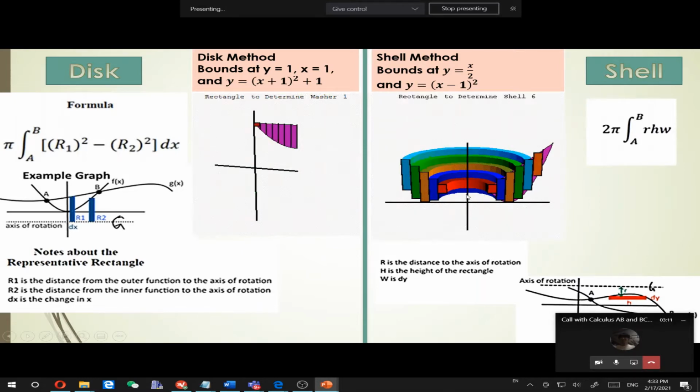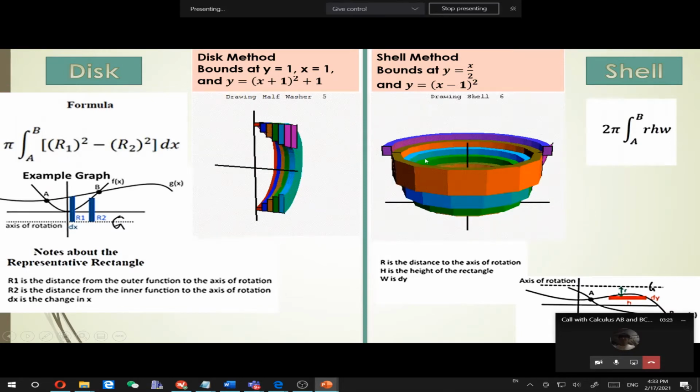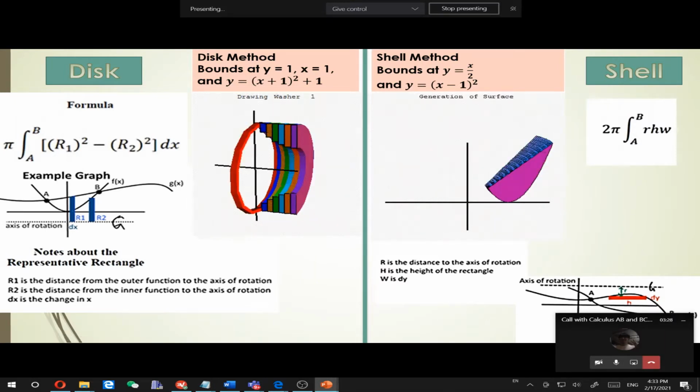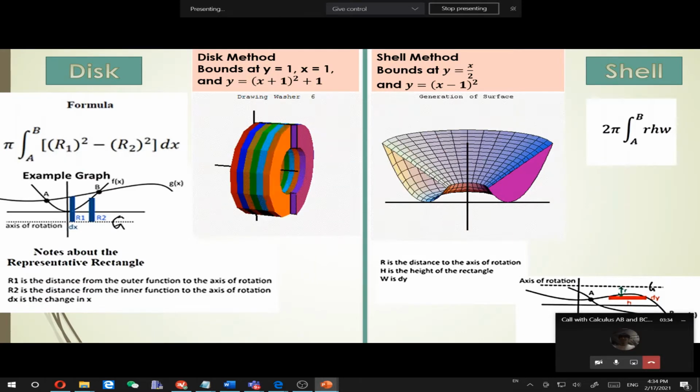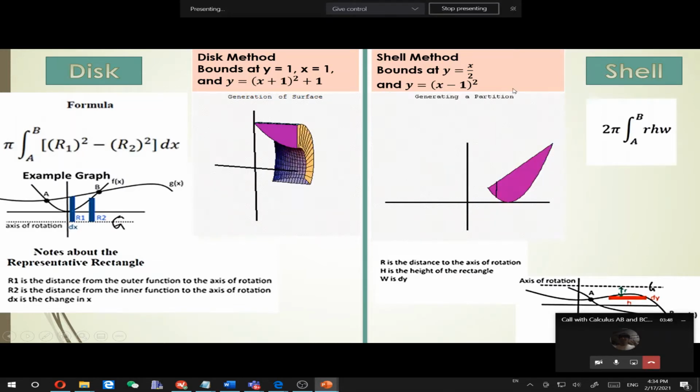Over here with shell method, we're creating cylindrical shells with a height that is our change in y, and then a distance around the shell of 2 pi r, so that's the circumference of this large circle on top. And if we stack infinitely many of those together, we end up with three-dimensional shapes as well. So in the shell method, we're revolving around a vertical line. We need an r, which is our distance to our axis of rotation from the line that we are right now. We need an h, which is our difference in our y values of the top function and bottom function for the shape we want to construct. And a w, which is our infinitely small dx.